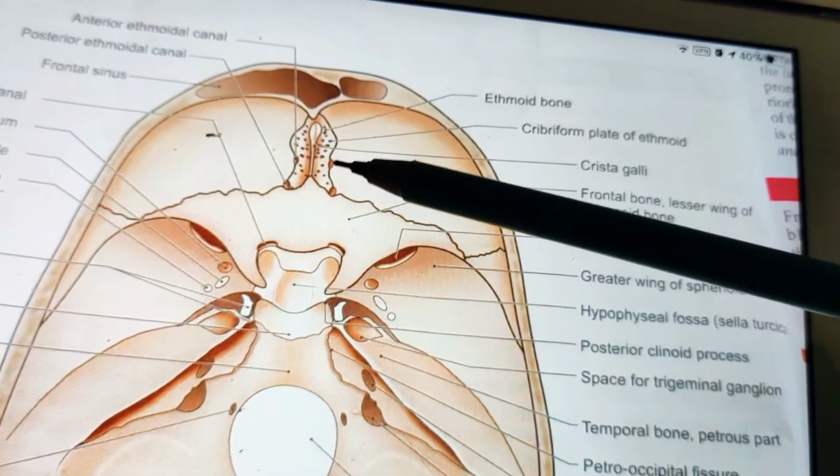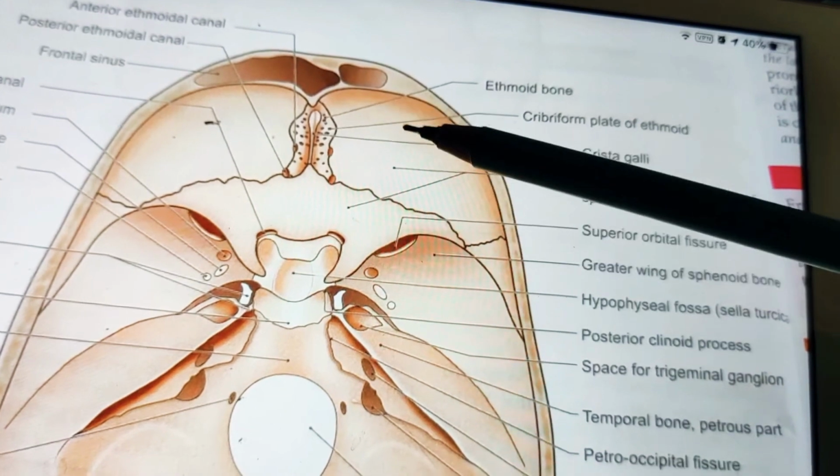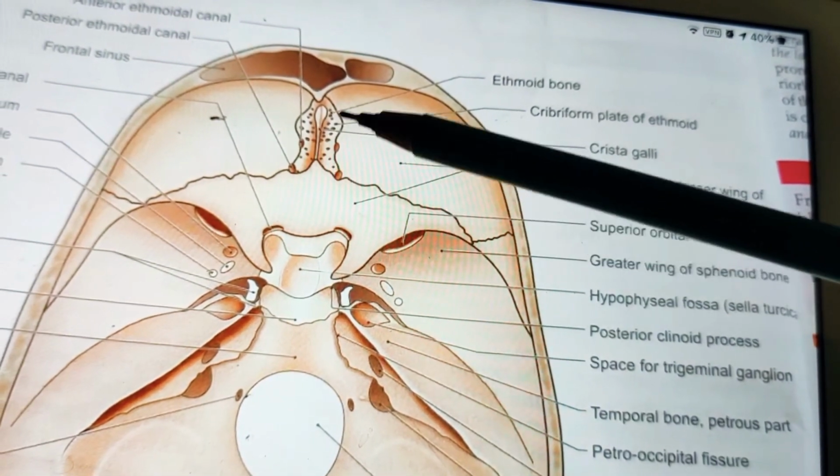Now coming to the lateral margins of the ethmoid, clearly it is formed by the orbital plate of the frontal bone. They articulate with the lateral side of the ethmoid.